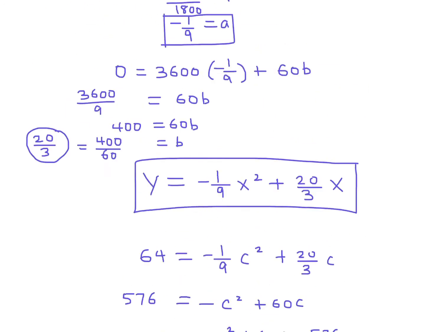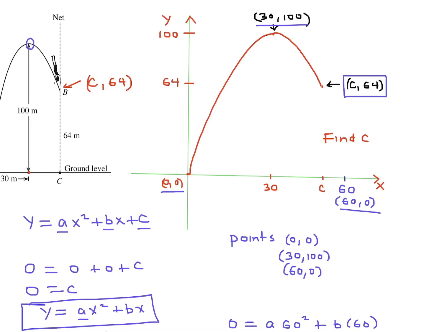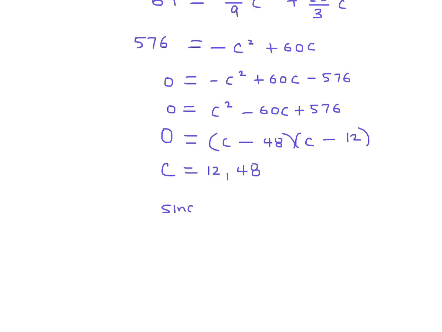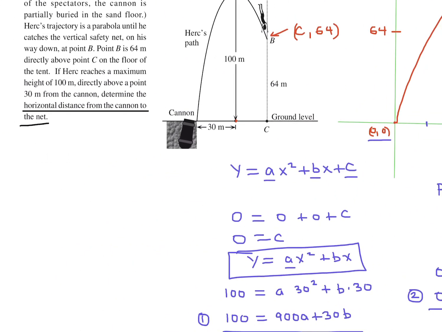Now let's go back and see which one it could be. 12 or 48, right? Well, from the nature of this diagram, c is over here. So it can't be 12 because 12 is over here somewhere. So that means c can only be 48. Since c must be greater than 30, which was on the graph, c must equal 48. And there you have it. So going back and writing it out in the form that they want, determine the horizontal distance from the cannon to the net. The horizontal distance from the cannon to the net is 48 meters.